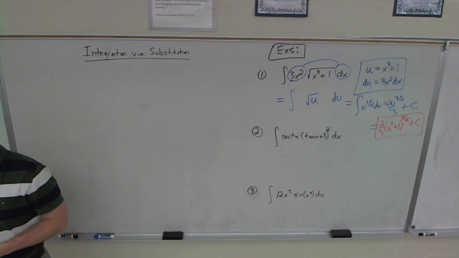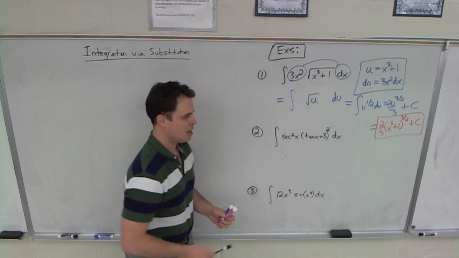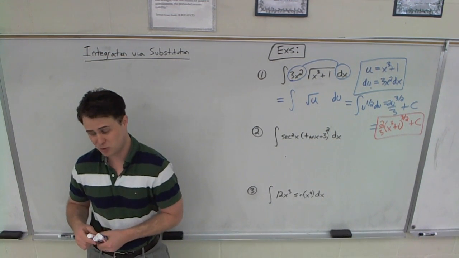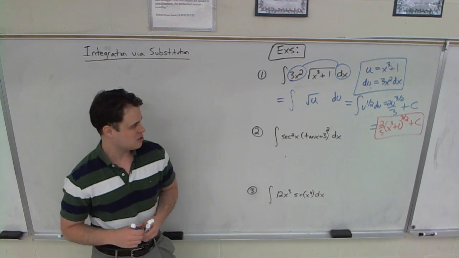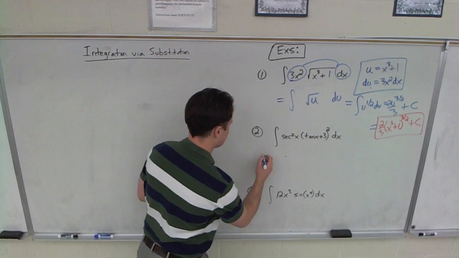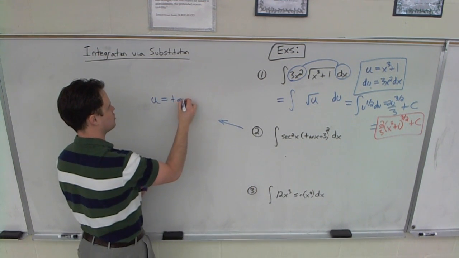Let's do another one. I can see some people are clicking, some people are not yet. Do we see what we might think of as an inside? Remember, you might not guess it right on the first one. This one's pretty easy again, though, I think. There's a clear inside. It's probably tangent x plus 3. Let's see if that works. So we're thinking, well, in this case, I want to make u tangent of x plus 3.